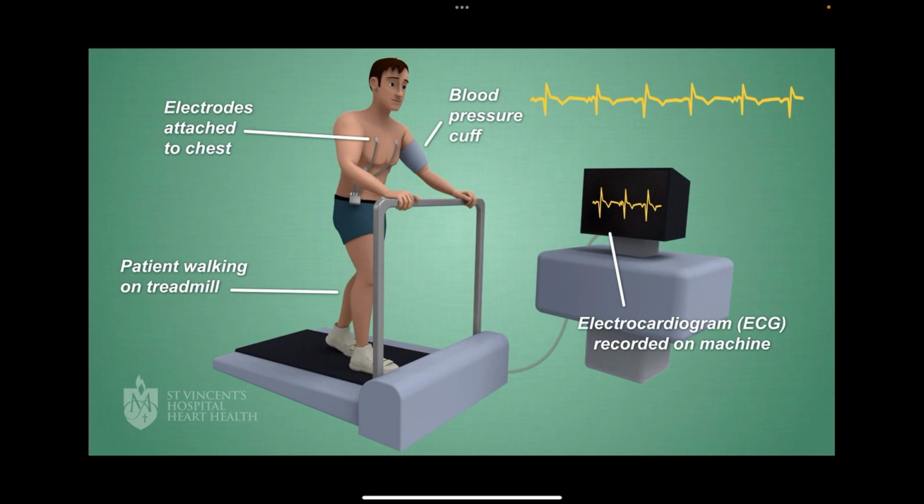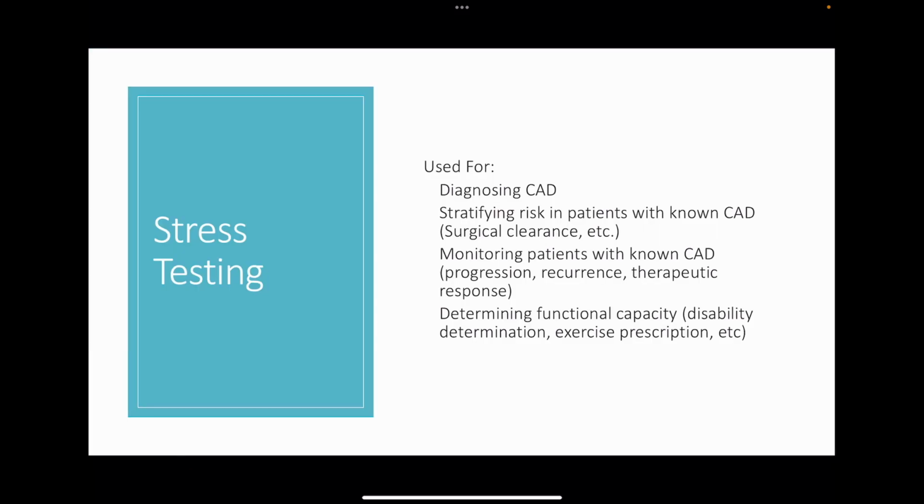This is what it looks like. They have a blood pressure cuff on, they're on a treadmill, they have a little bar there to hold on to, and they just walk. And then you as a clinician during the test, every 3 minutes, ramp it up, check their heart rate, look at the EKG, and see what's going on.